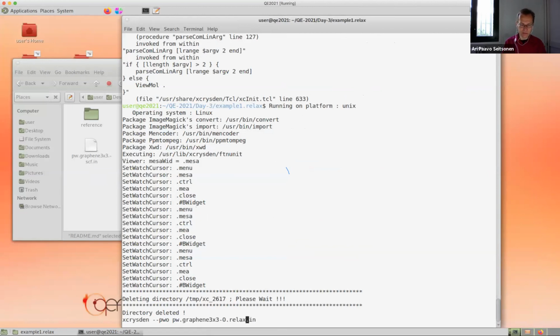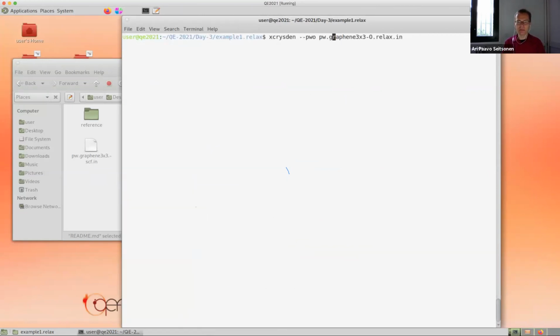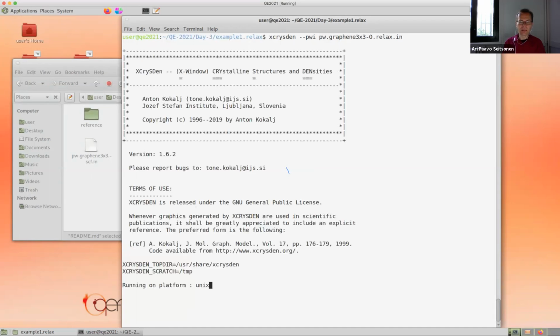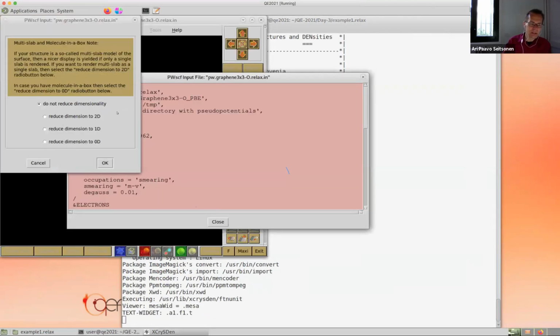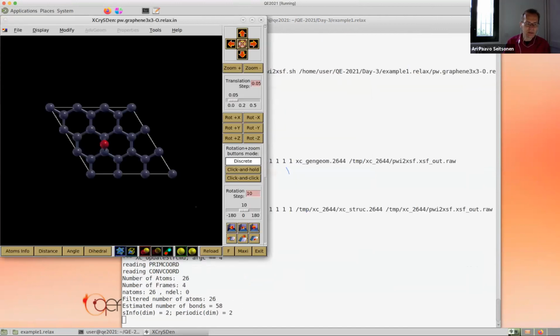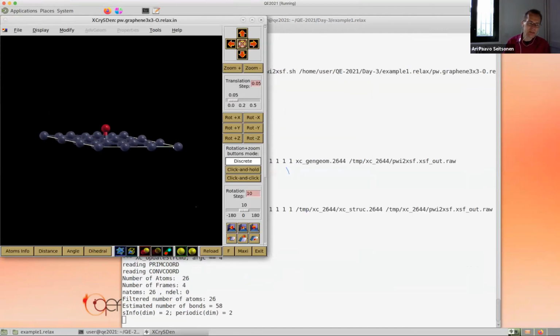Of course, this is an input file. So the next system we're going to look at, again, I reduced the dimension here because it's a two-dimensional system. So in the previous example, we put hydrogen at each carbon atom. And now we are looking at the adsorption of, in principle, an isolated oxygen atom on the graphene.